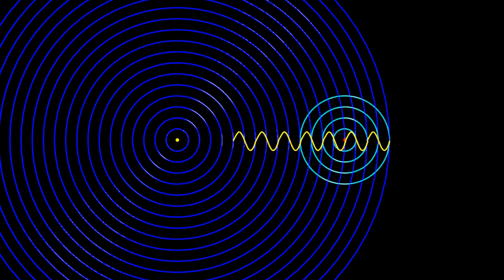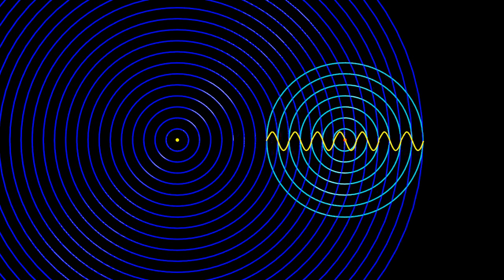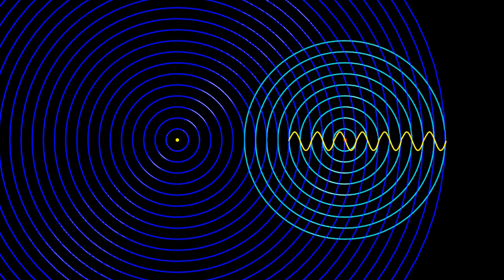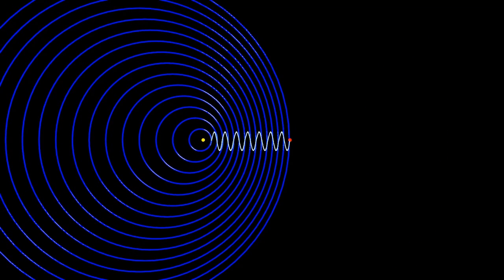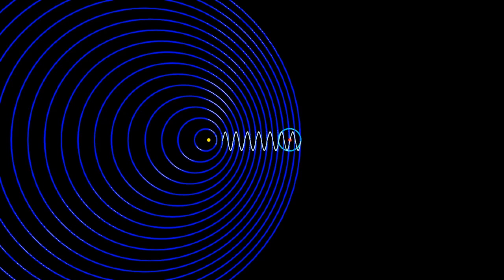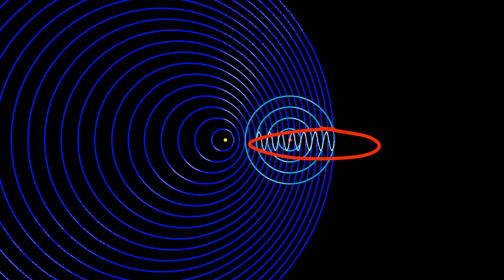Notice how the outer sphere of both the source and the observer remain aligned. This is to be expected because both the light source and the observer are not moving relative to one another. Now, when the source moves toward the observer, its spheres are offset to the right. But look, the outer sphere of both the source and the observer, whose spheres are not offset, remain aligned.